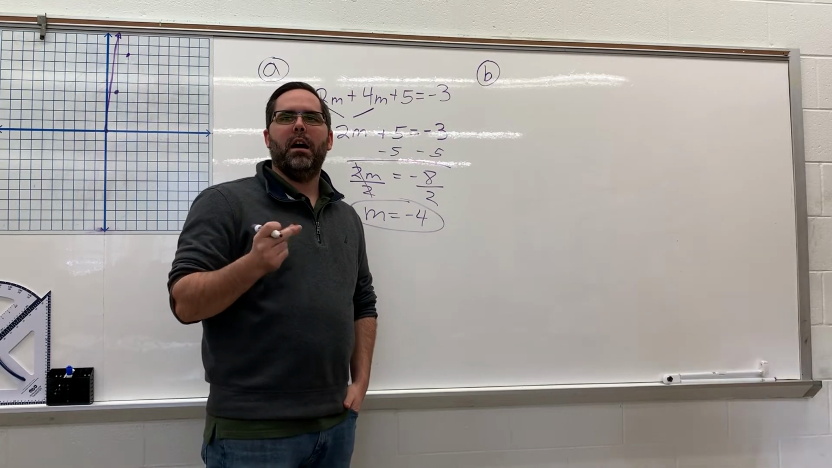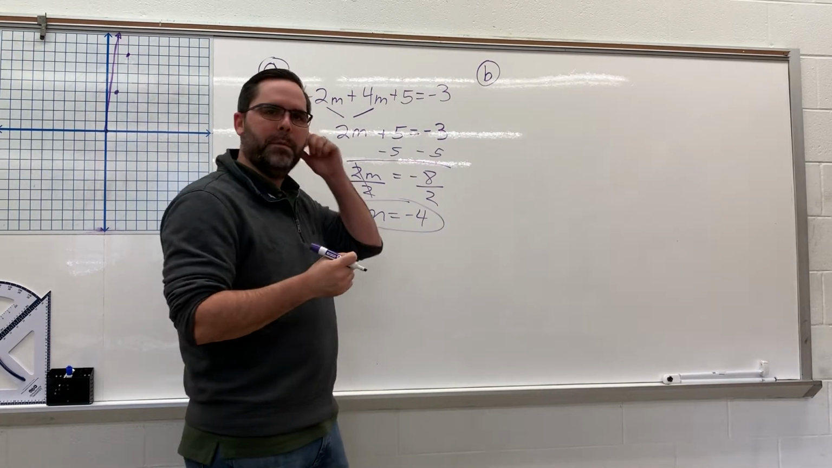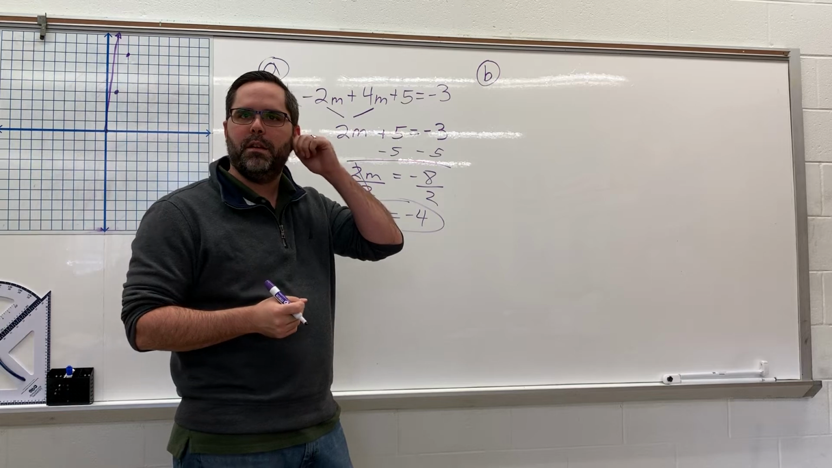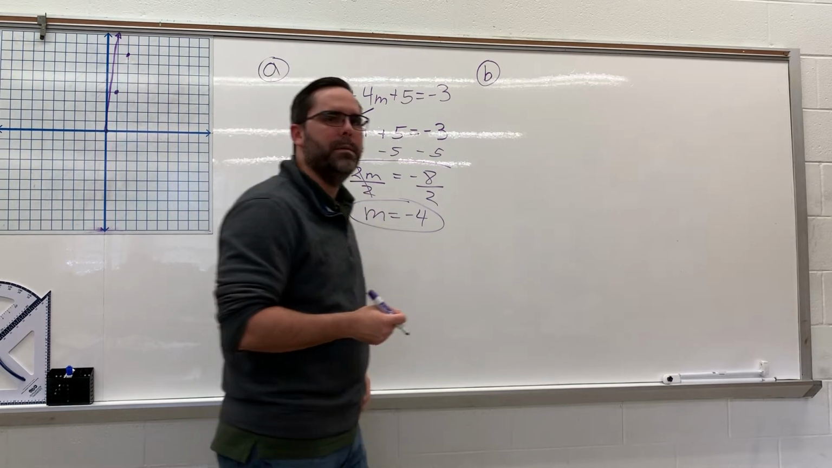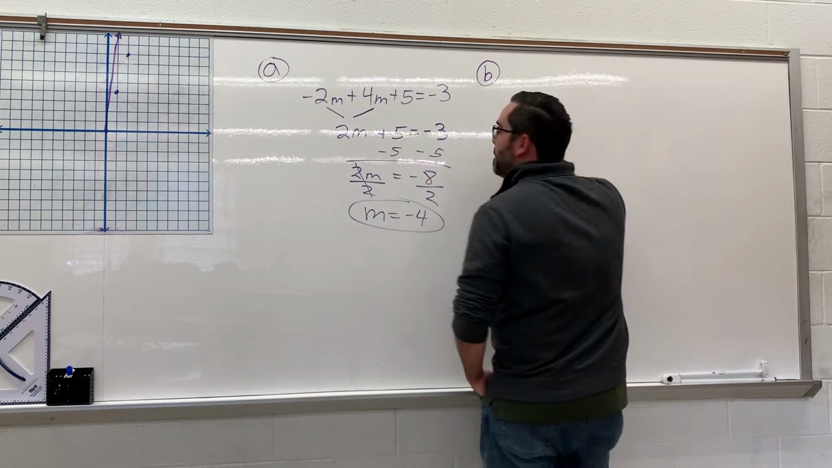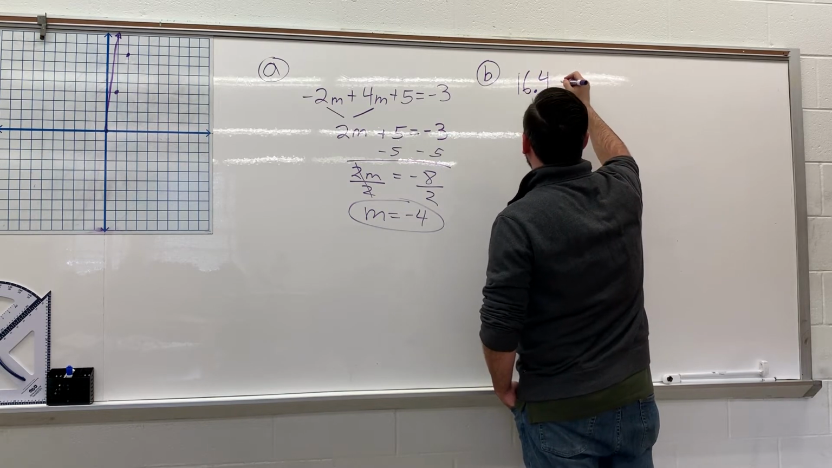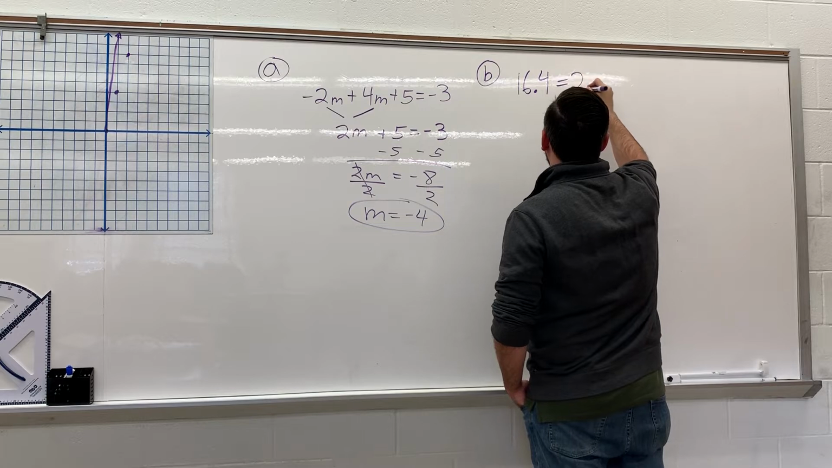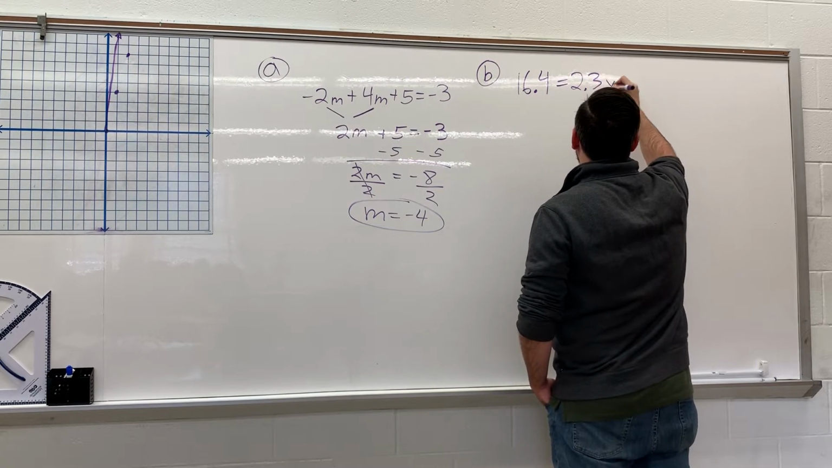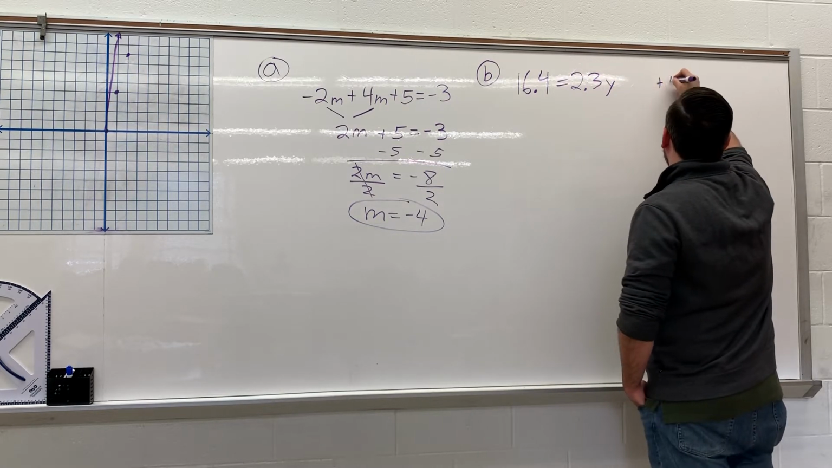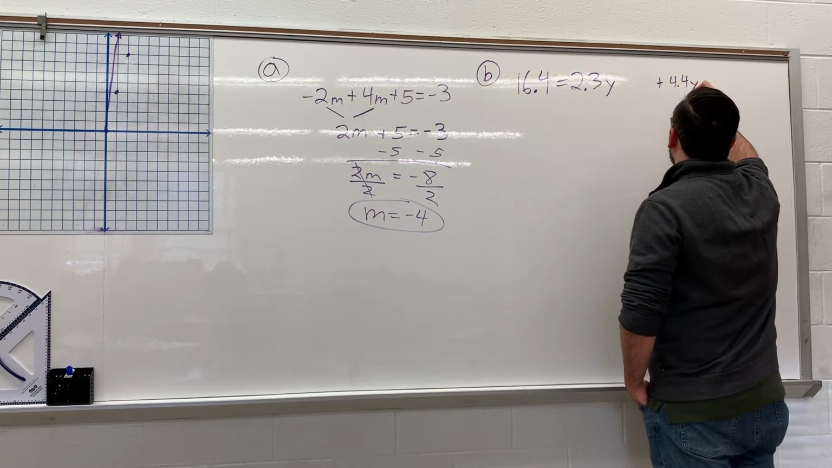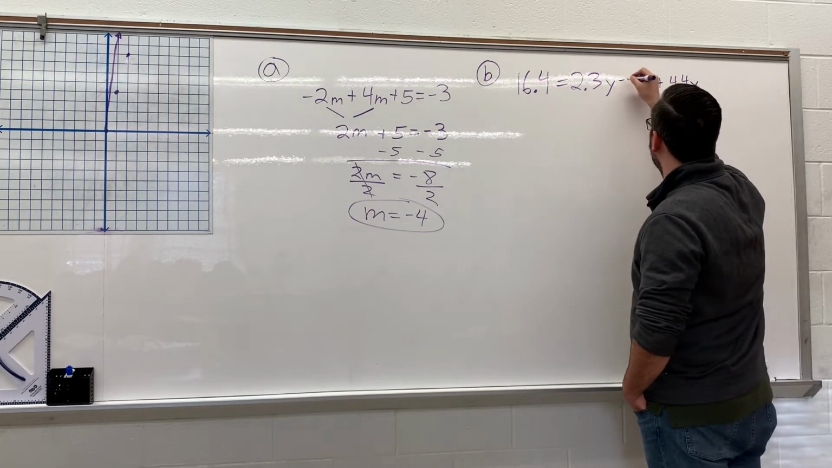A, B. Can you read still for me, B? I can't hear you, B. Quiet, please. 16.4 equals 2.3y plus 4.4y minus 3.7.